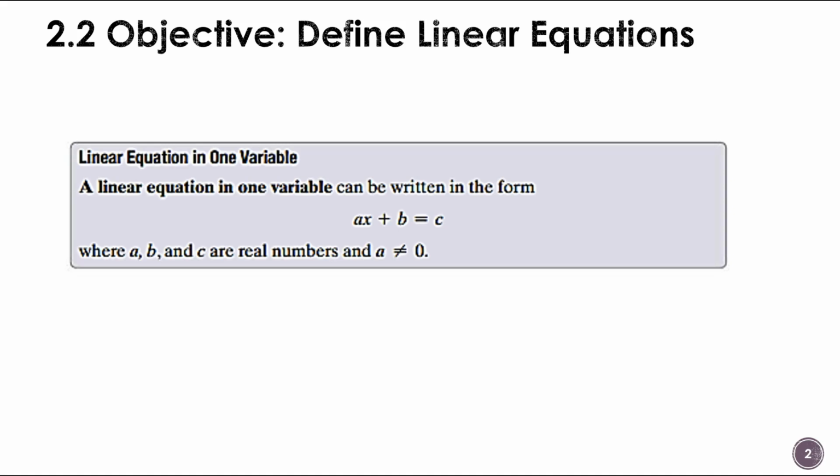This is just defining a linear equation. It has to have a variable. It's only one variable in the equation, and that's why a can't equal 0. So ax plus b equals c is just a standard way to look at a linear equation.